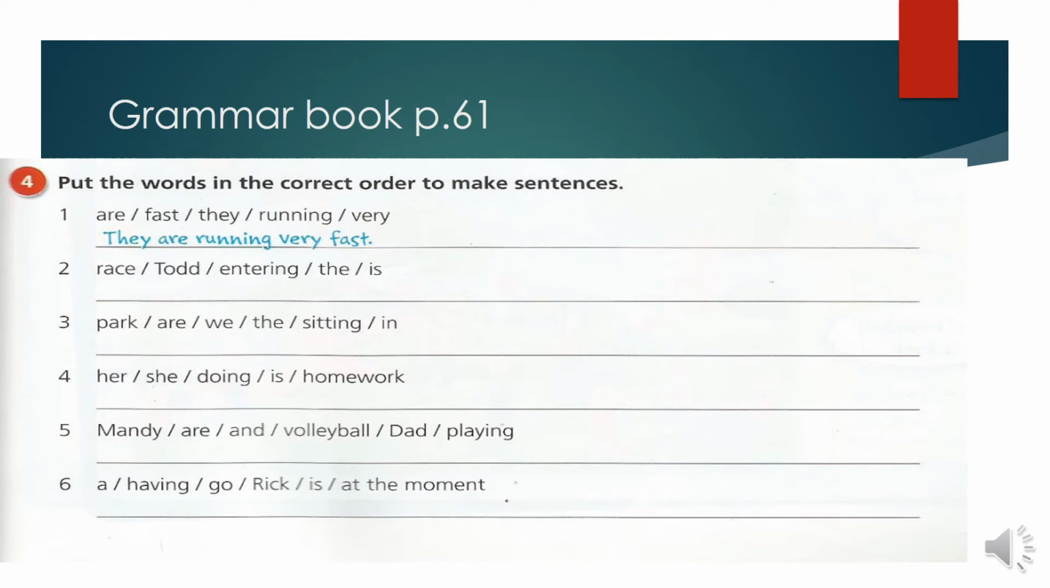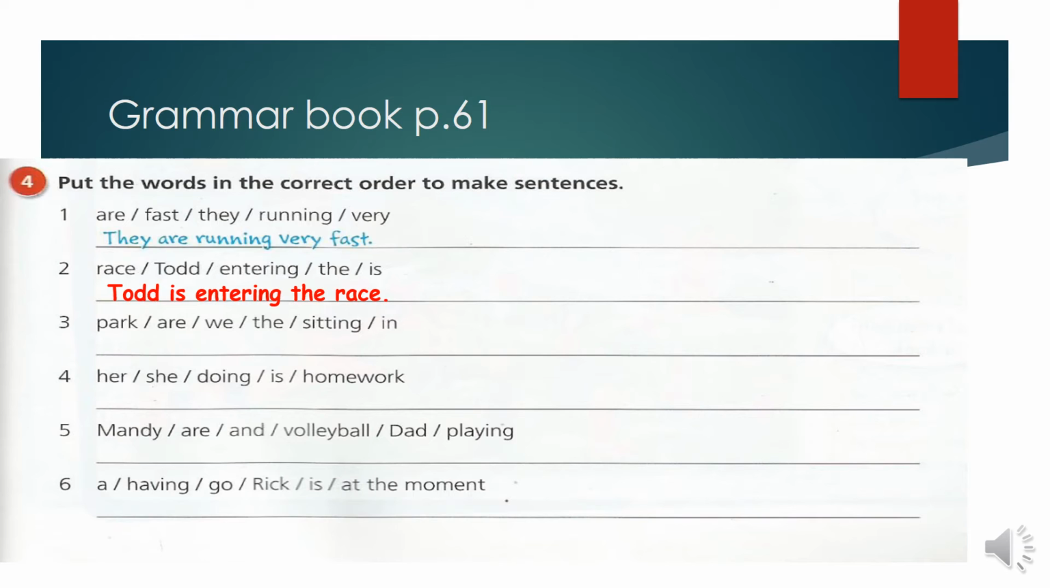Put the words in the correct order to make sentences. Number one, are fast, they running very. So, they are running very fast. Number two, race, Todd entering the is. Which one will I choose? I will start with Todd. Then the verb to be. Then the main verb, and I will put ing to the verb. So it will be Todd is entering the race.